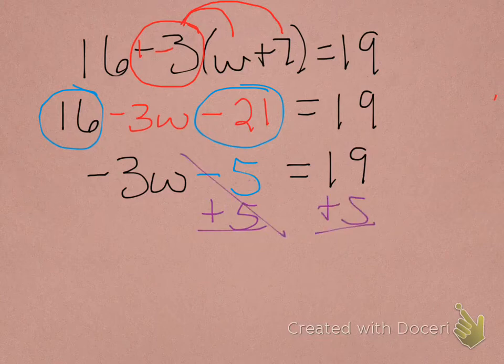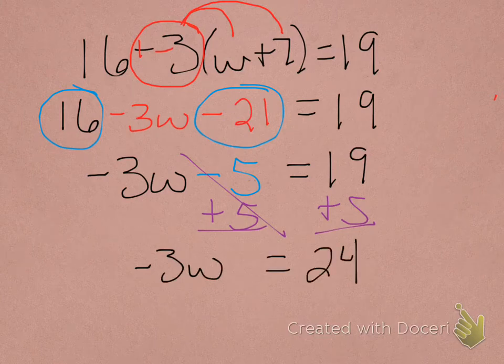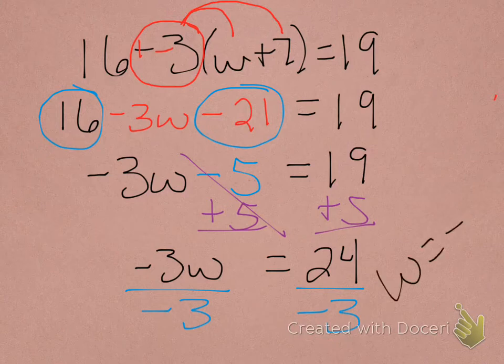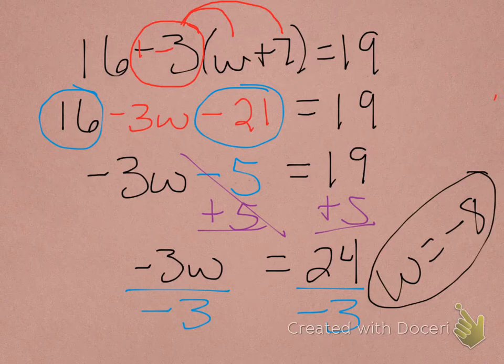So the 5's go away. So now I have -3w is equal to now 24. And again, divide both sides by -3. So then resulting in w equals -8. So if I take the value of -8 and put it back into the original equation, then when I simplify all of that on the left side of the equation, it will simplify to equal 19, so therefore creating a true statement, 19 equals 19, satisfying the equation.